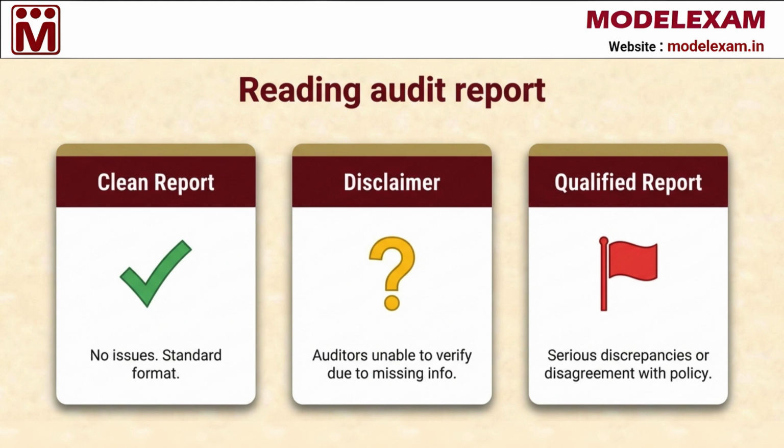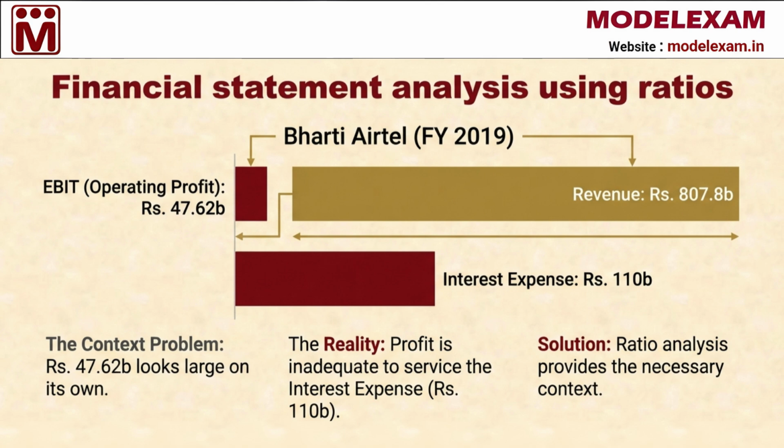The third and most dangerous is a qualified report. This is a red flag. It means the auditors are convinced that the financial statements do not reflect the true picture or they disagree with the accounting policy used. Once we trust the numbers, we can move to financial statement analysis using ratios.